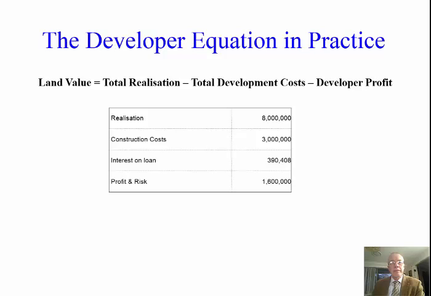What's the land value? The land value here is fairly easy to calculate. Simply subtract all of those costs, including the profit and risk, from the realisation, and we end up with a tad over $3 million. It's as easy as that.